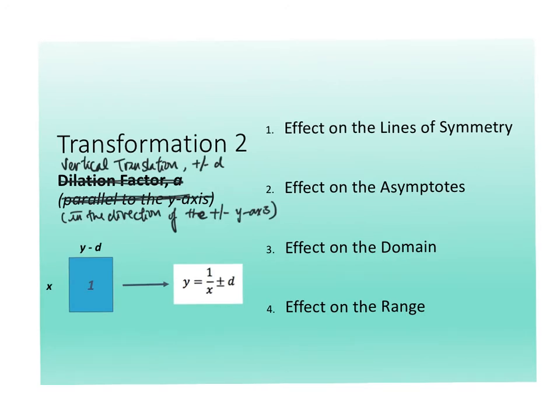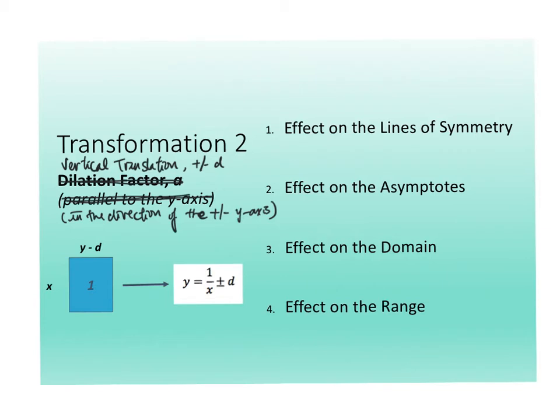Now, transformation number 2 is the vertical translation, plus or minus d in the direction of plus or minus y-axis. You should recall what you have learned in the quadratics, cubics, or linear. Plus d means move the graph, the shape, or the line up by d, or the parabola up by d. Minus d means move it down by d.